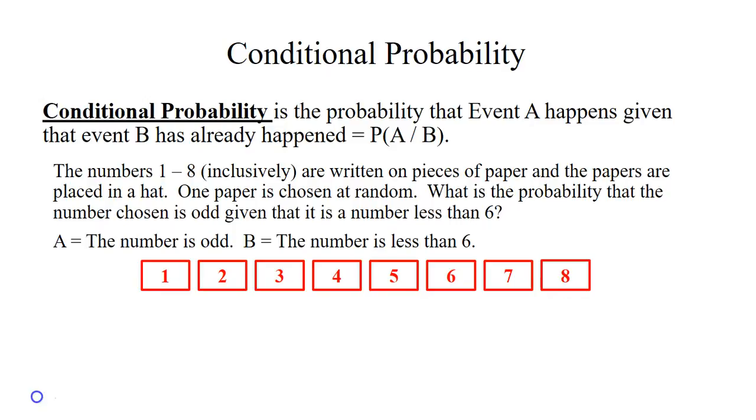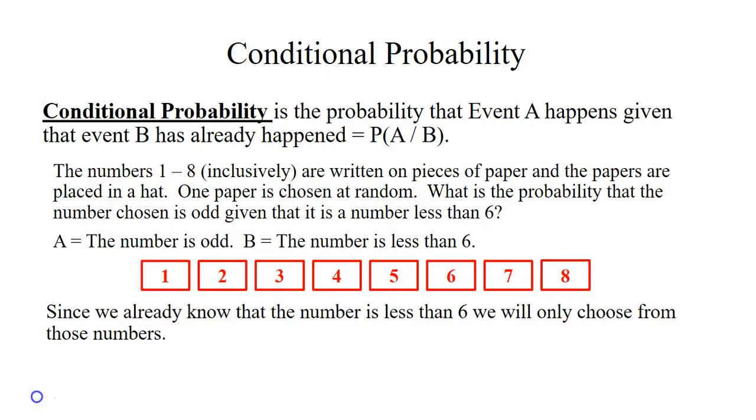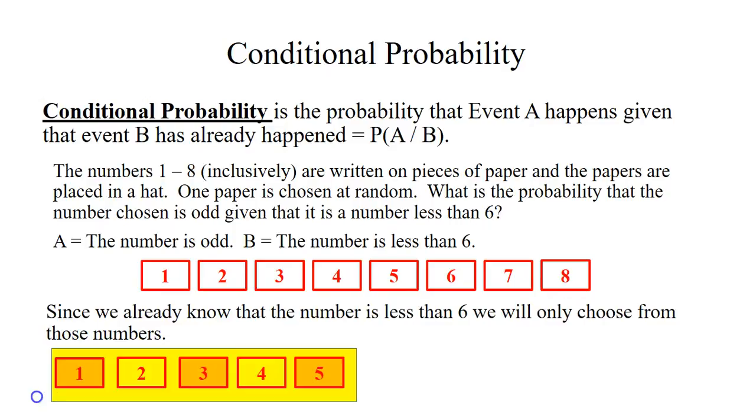Since we already know that the number is less than 6, we're only going to choose from that set of numbers. So we're going to choose from 1, 2, 3, 4, and 5. 3 of those numbers are odd, so our probability is 3/5.